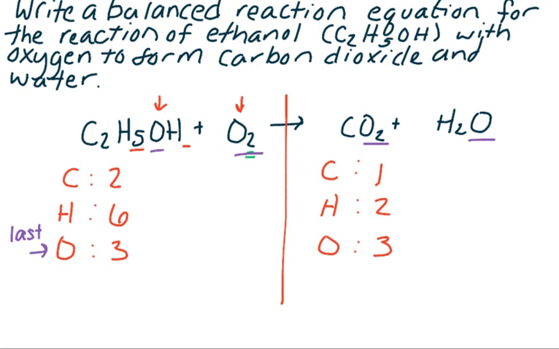So let's start with the carbon. We have 2 on the reactant side, 1 on the product, so then we can put a 2 here. Now that changes the number of oxygen. We have 2 times 2 plus 1 is 5 oxygen.